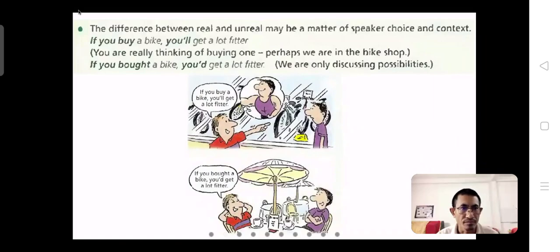Using context. Okay everyone, you got it? So why do we use first conditional here? Because you are in a bike shop. And why do you use second conditional? Because it is just your imagination, and you are at a restaurant thinking about the possibility of buying a bike.